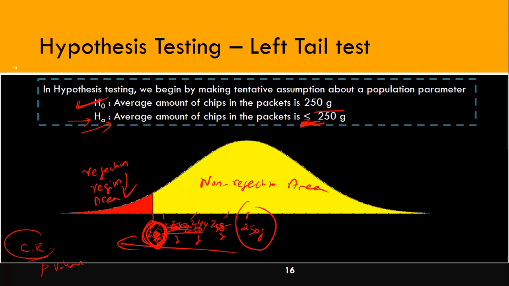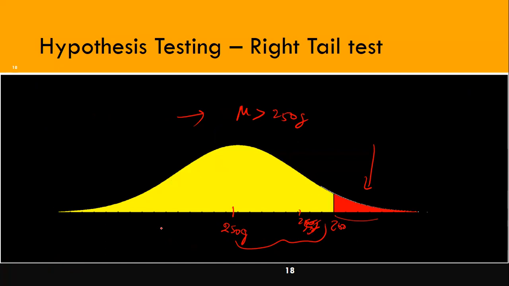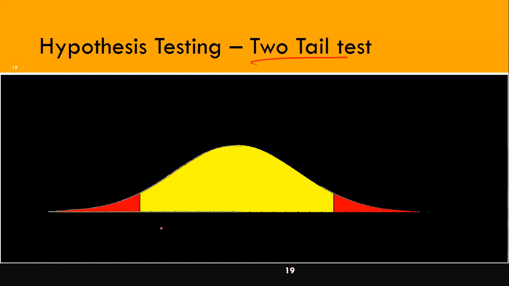But again, there will be some variations from one pack to another pack. But even if there is a variation, I'm okay. I have some tolerance limit. If each packet contains up to 250 gram, the quantity, right? Then it is fine. Again, there is something called tolerance here. Anything less than 240, I'm going to reject it. Anything greater than 260, I'm going to reject the null hypothesis. As a quality manager, I have to conduct two tail test.